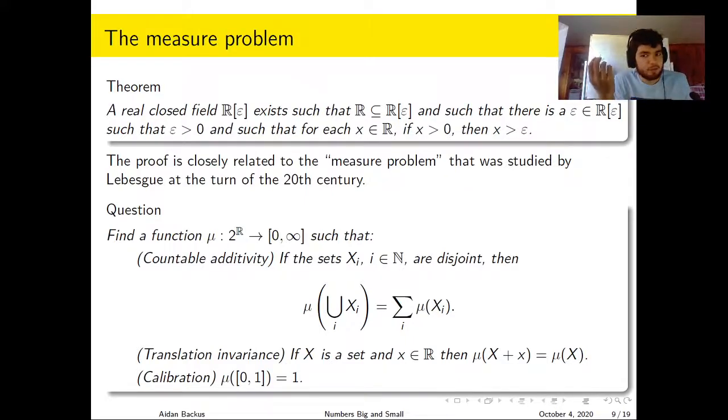Because we can't just use the Riemann integral here, we're going to have to come up with something a little better. So what we want is a function mu that takes sets of real numbers, subsets of the line, and spits out either 0, a positive real number, or infinity, with the following property. If we have possibly infinitely many disjoint sets of real numbers, then their union should have length equal to the sum of the lengths.